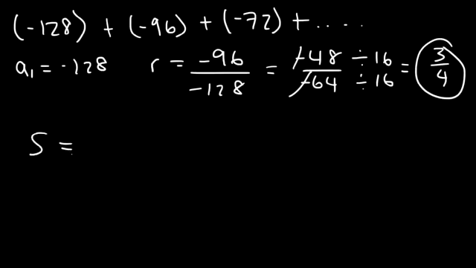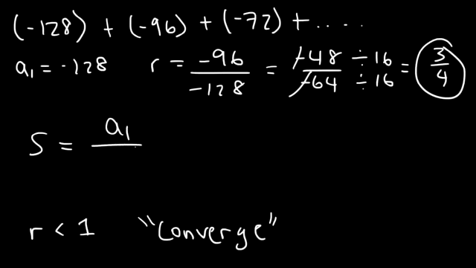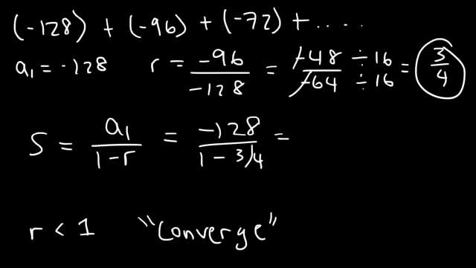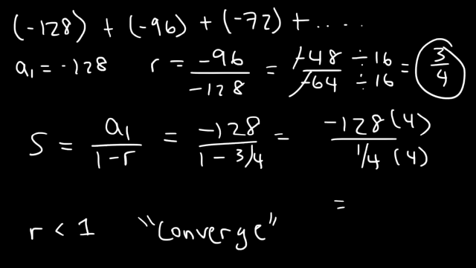So now we could find the sum. Because R is less than 1, 3/4 is less than 1, we know the series will converge. So the sum exists, and we can use this formula. A1 is negative 128. R is 3/4. 1 minus 3/4: 1 is like 4 over 4 minus 3 over 4. That's 1 over 4. And if we multiply the top and bottom by 4, it's equal to negative 128 times 4, which is negative 512. That's the answer.